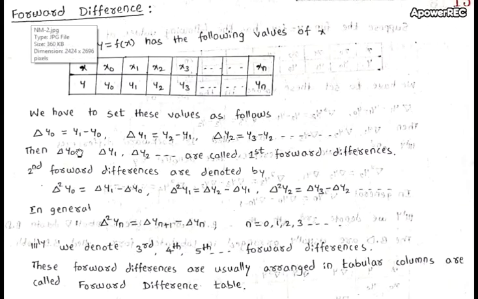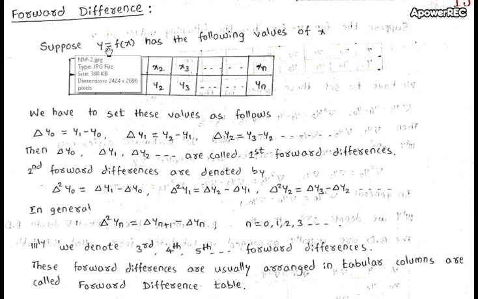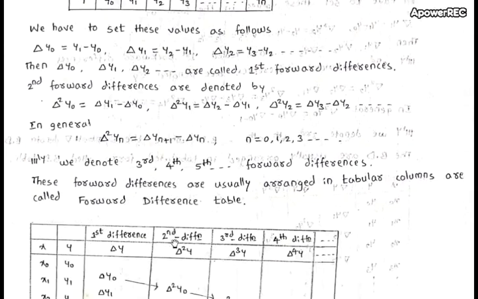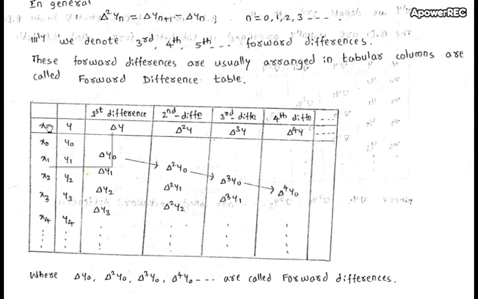Forward differences. Suppose y equal to f of x has the values in the form of x values as x0, x1, x2 up to xn, and y values as y0, y1, y2, y3 up to yn. We have to arrange these values in tabular form. Such a table is called a forward difference table. Here we prepare the table: x values x0 up to xn, y values y0, y1, y2 up to yn.